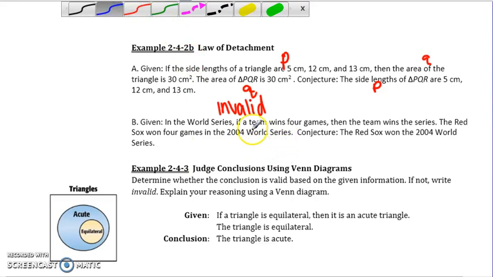For this next one, if you want to try it on your own, go for it. In the World Series, if a team wins 4 games, P, the hypothesis, then the team wins the World Series, conclusion Q. It says the Red Sox won 4 games. There's our hypothesis, it's giving it to us first. Can we conclude the conclusion? They won the World Series. Yes. If it gives you the P first, then you can conclude Q. So this is valid.